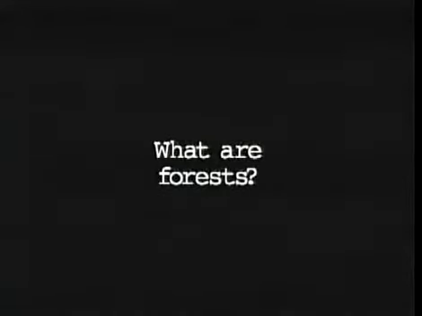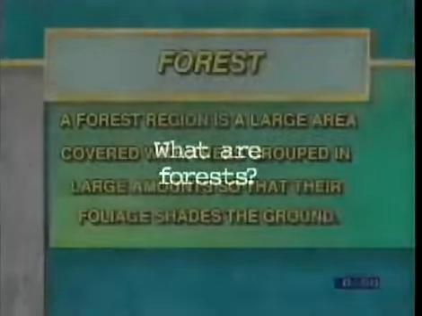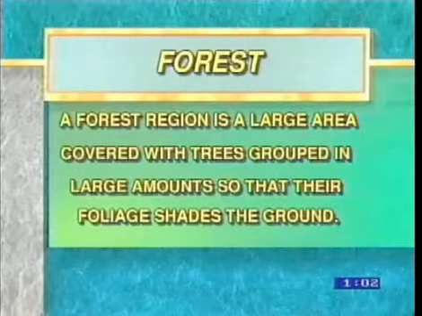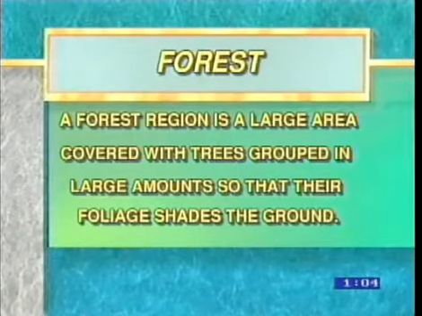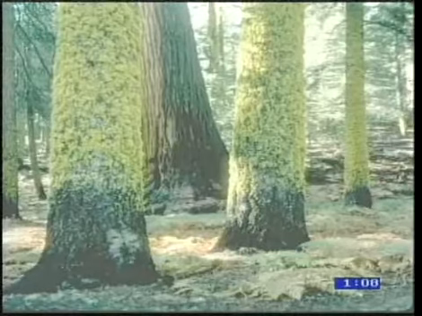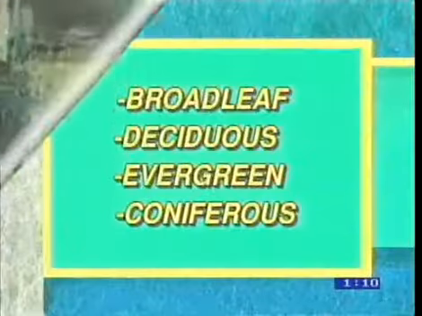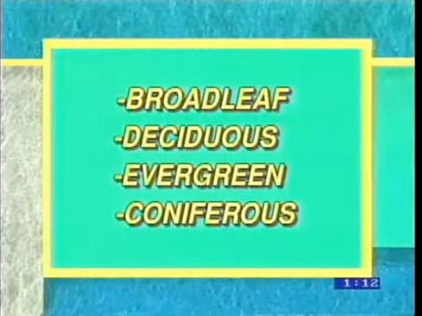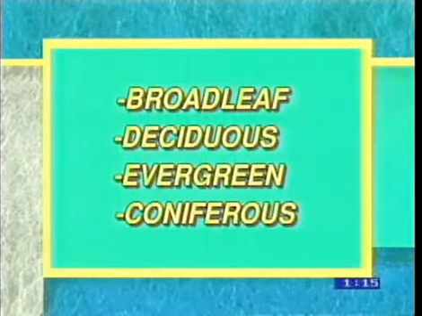What are forests? A forest region is a large area covered with trees grouped in large amounts so that their foliage shades the ground. There are 4 major types of trees found in forests. They include broadleaf, deciduous, evergreen, and coniferous.